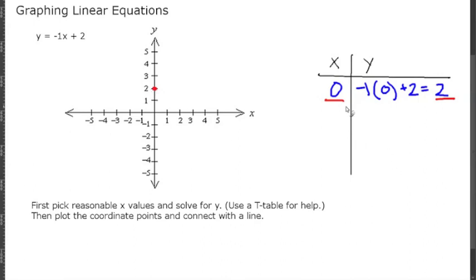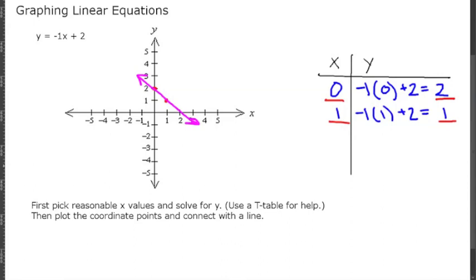Next, let's try 1. Plugging 1 in for x, we're going to get that negative 1 times 1 plus 2 is going to give us a negative 1 plus 2, which is just 1. So now we're at the point 1, 1. 1 in the x, 1 in the y. Now at this moment we have 2 points, so we can graph our line. And this is what it looks like when we graph the linear equation of y equals negative 1x plus 2.